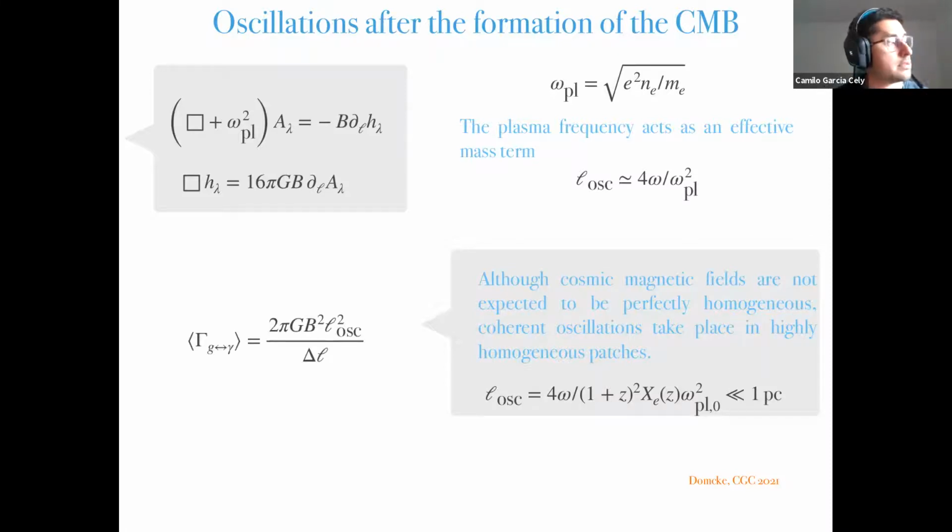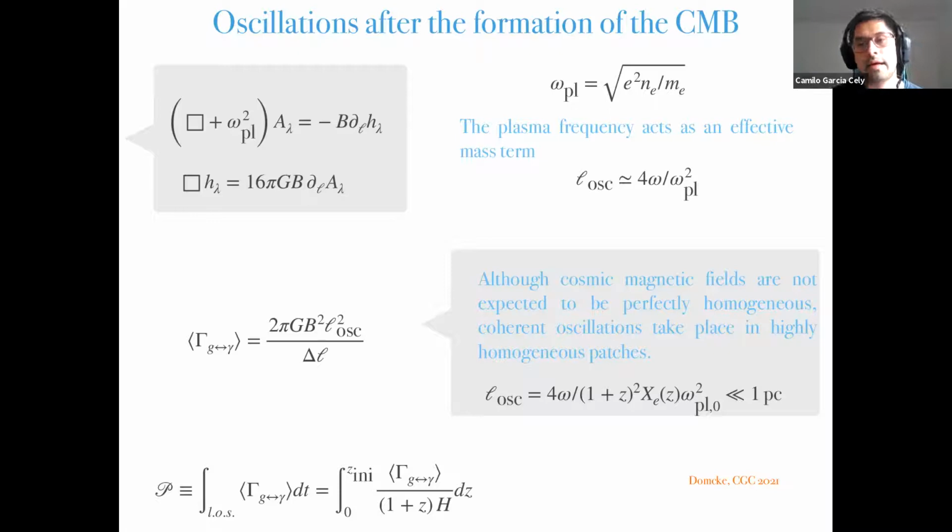Under that consideration, the oscillation rate between gravitational waves and photons is determined by this formula that I'm writing on the screen. Now there are some subtleties on this, so I invite you to have a look at the paper where we derive all this, and we try to be as conservative as possible. To calculate the actual bounds, or the actual effect, we just have to integrate this rate along the line of sight.